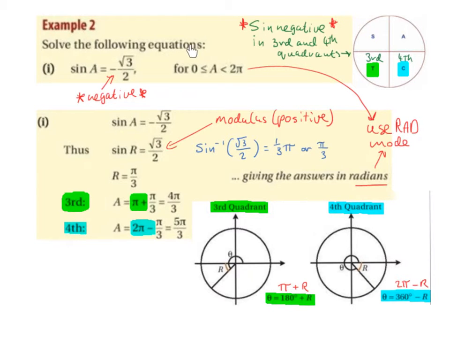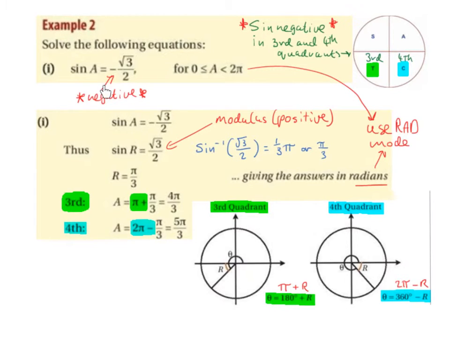Solve the following equations. Sine of A is equal to minus root 3 over 2 for A greater or equal to 0, less than or equal to 2 pi. So it's important to note that we have a negative, and it's important to note that since we have 2 pi, we're going to use rad mode in our calculator.